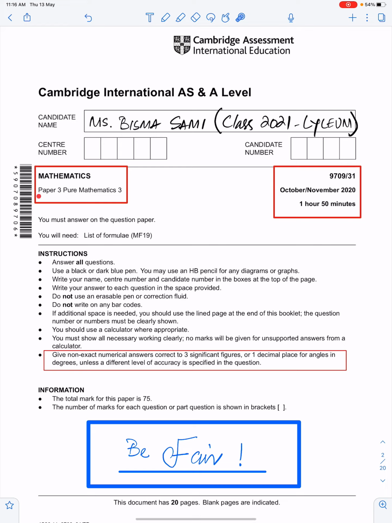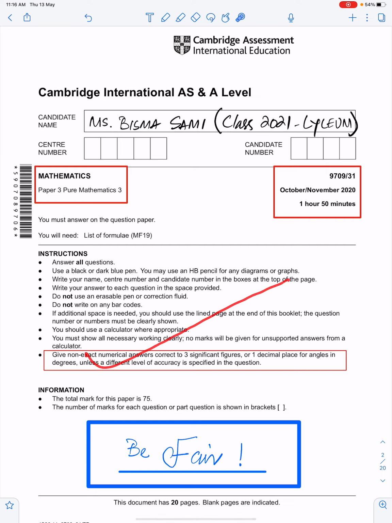In this lecture, I will discuss the solutions of P3 variant 3.1 of November 2020. And for this, I am using the work of an outstanding and one of my best students, Ms. Bisma Sami of class 2021, the Lyceum.